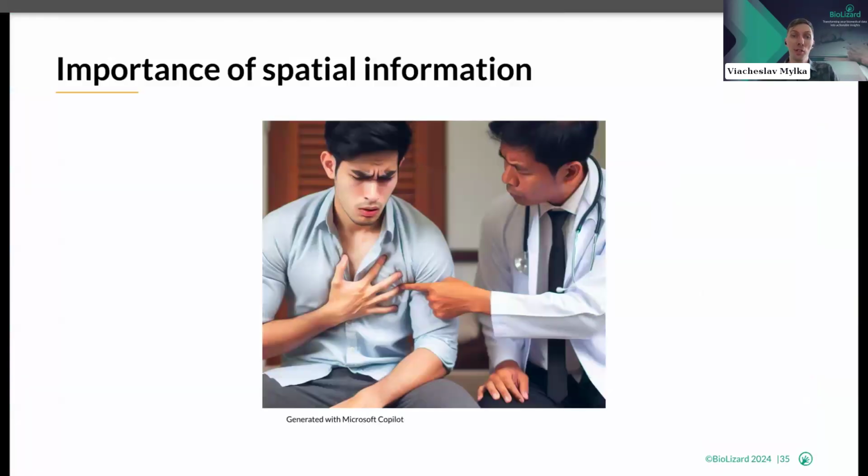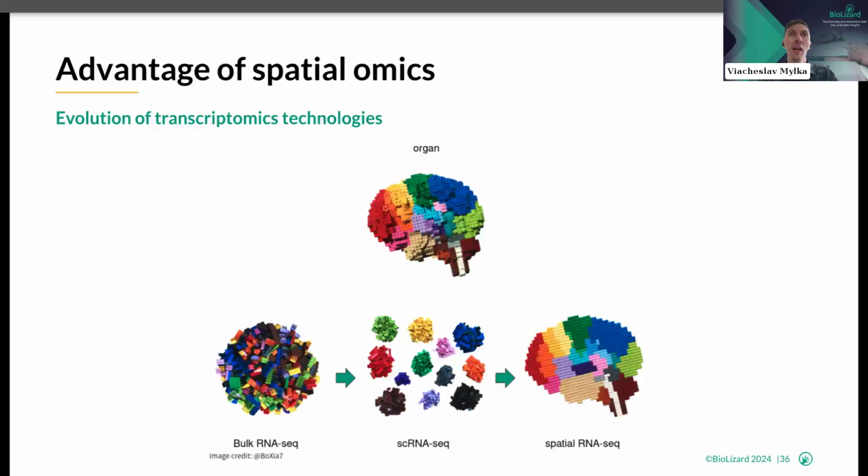I guess now, after the nice examples Luisa gave, it goes without saying that knowledge of the spatial location of biomolecules is super crucial for researchers to answer biological questions. So let's have a look at the development of transcriptomics technologies. Around 15 or 20 years ago, if we take into account microarray, we got a technology which allowed us to profile all genes in bulk samples. That's the beautiful RNA-seq technology.